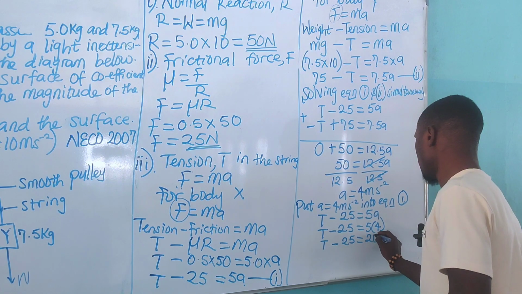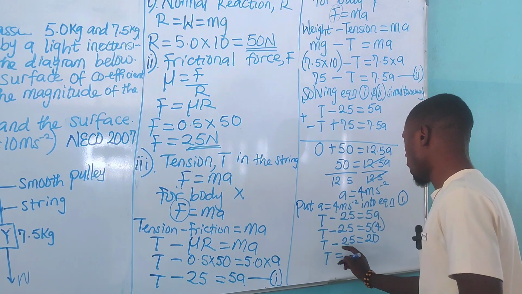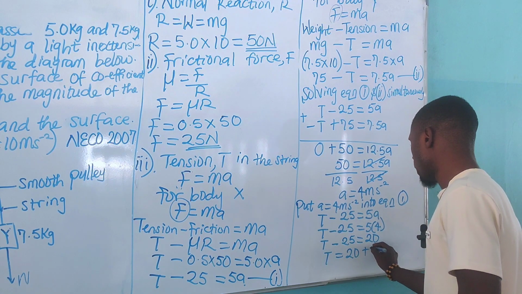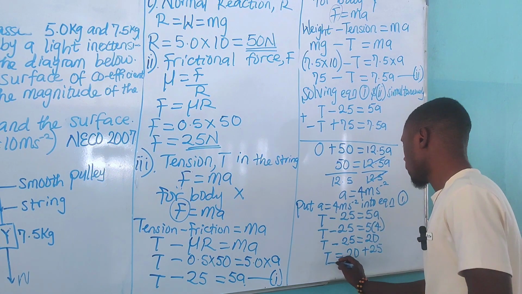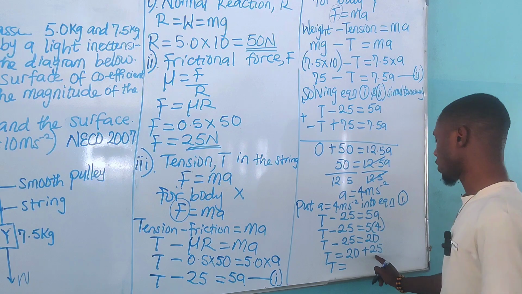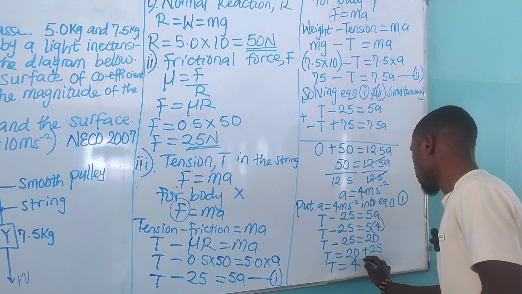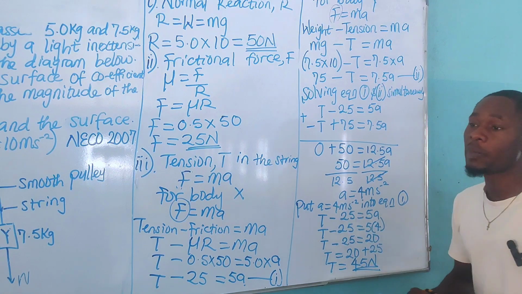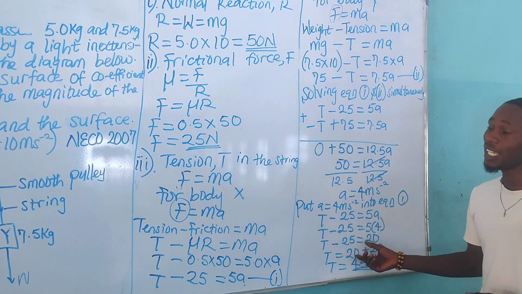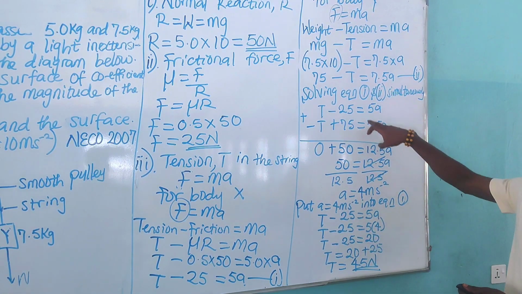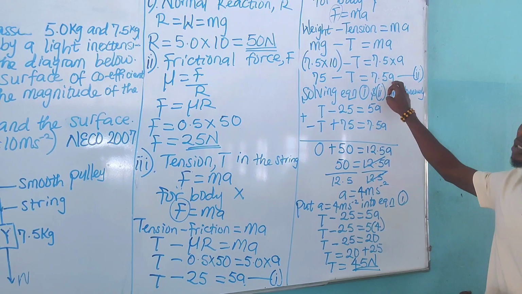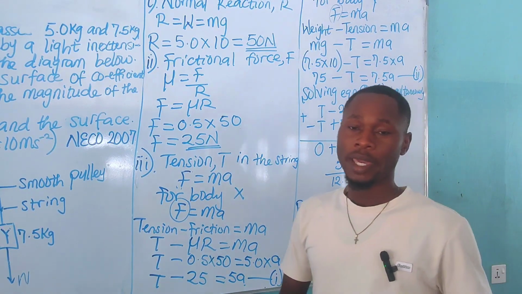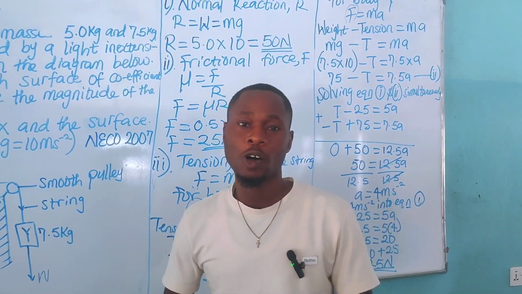That is 20. So T will now become, minus 25 crosses to the other side, 20 plus 25. So the tension now becomes 20 plus 25, which is equal to 45 Newton. So that gives us the magnitude of the tension T in the string. You can substitute the same thing in your second equation and you still have the same answer for the tension. Okay? So by this, we've come to the end of the topic.